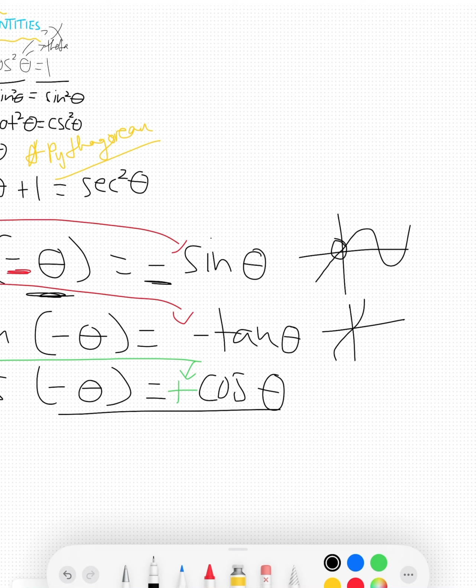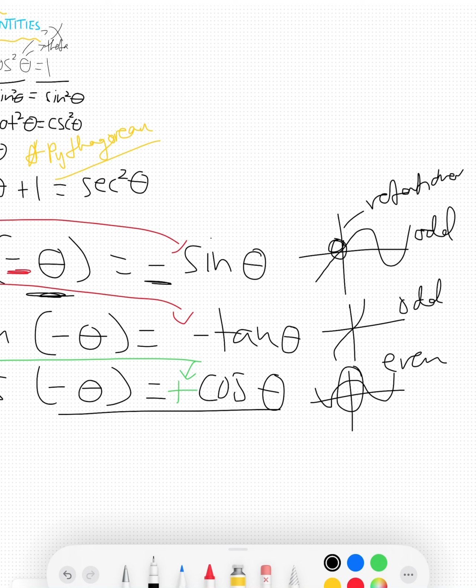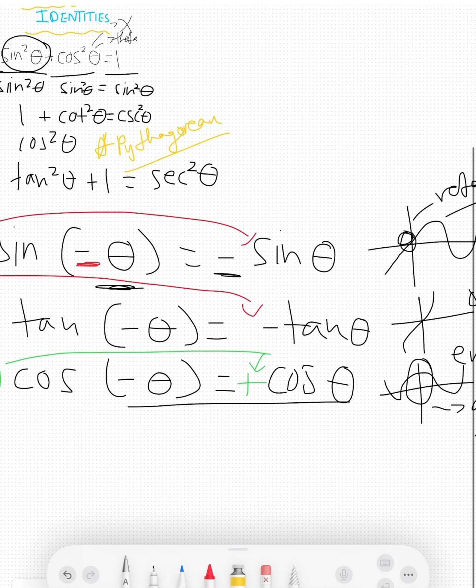It looks like this, point symmetry. But the cosine graph is like this. See? It's symmetric along the y-axis, meaning it's even. So this is even, and these are odd. Point symmetry is also known as rotational symmetry, so don't forget that. And this is called axis symmetry. That's another important thing to know.